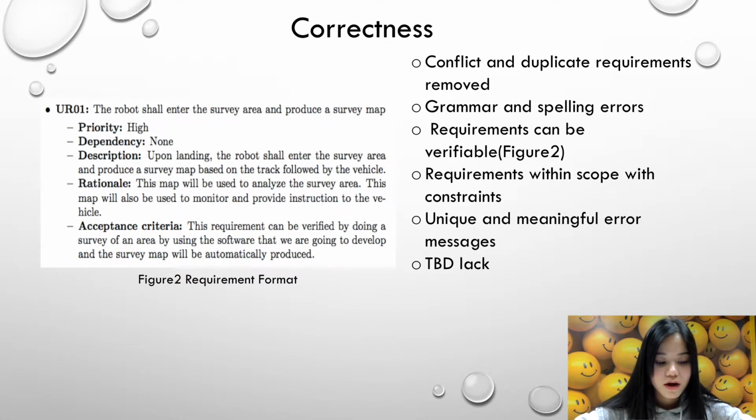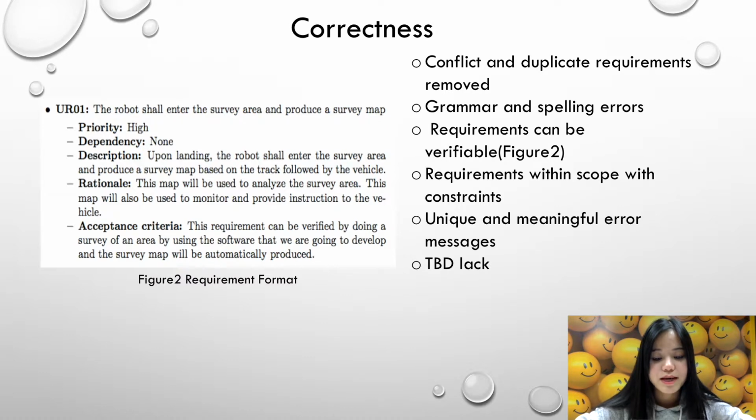Correctness. All conflicting and duplicate requirements were removed before the submission date, and requirements are clear, concise, and unambiguous. Some grammar and spelling errors occurred. When listing each requirement in the document, the acceptance criteria are specified, which means each requirement can be verified by testing or demonstration.